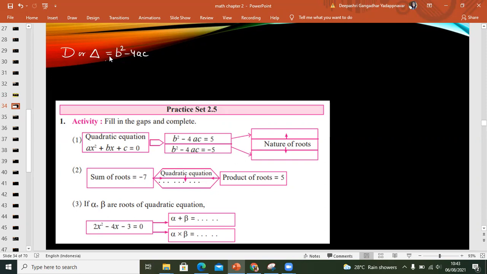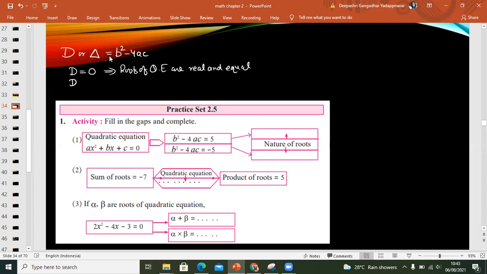And based on this discriminant, we can also tell the nature of the roots. If the discriminant you get is 0, then we can say the roots of the quadratic equation are real and equal. Okay, so this is the nature. If you get the discriminant as 0, then you can write the nature of the equation as roots of this quadratic equation are real and equal.